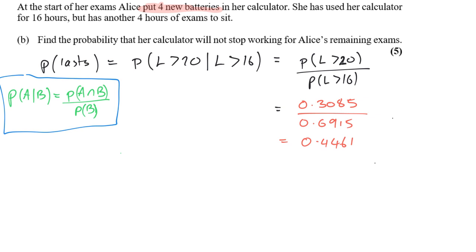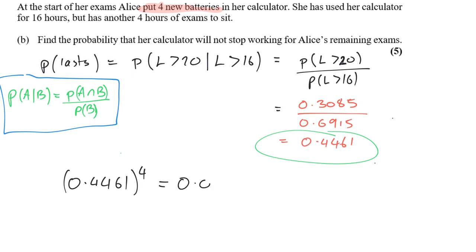But that's not the end of the story. She has 4 batteries in there, and each of those 4 batteries has to last. So this is the probability for a single battery. We need that for 4 batteries, so we're looking for 0.4461 to the power of 4 for all 4 batteries to last, and that is 0.03961, or something that rounds to 0.396.